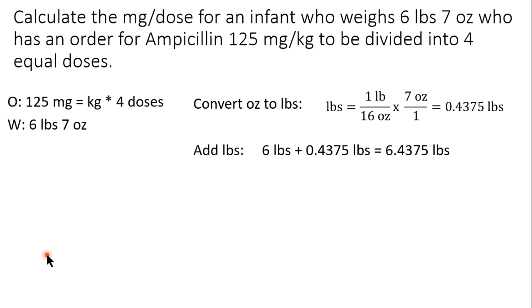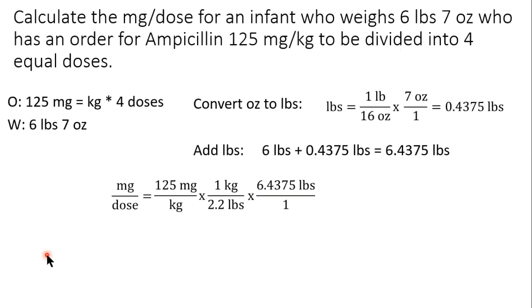Now we go into what the problem is asking us for. So we're being asked milligrams per dose, so we put the milligrams on top. We have 125 milligrams per kilogram. To cancel out the kilograms, since our units are in terms of pounds, we use a conversion factor, 1 kilogram over 2.2 pounds, then multiply times the weight, which is 6.4375 pounds over 1.